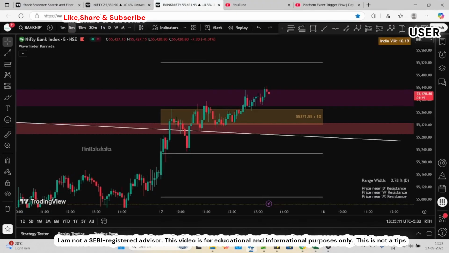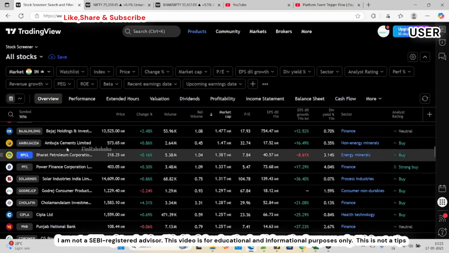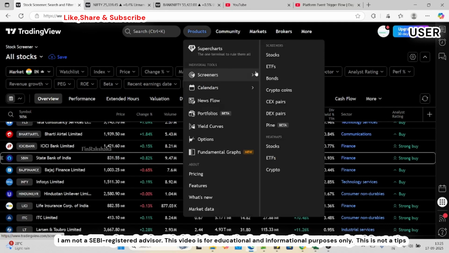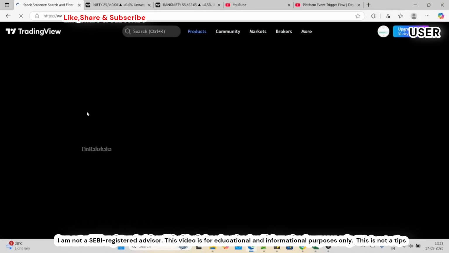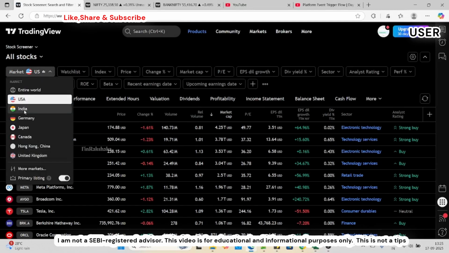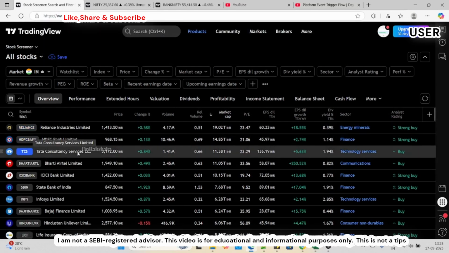Also, in the screener, a very good option is there. One more thing: if you come here, product screeners, you can check the stocks. You can see here directly that by default it is showing US stocks. You can switch to India. This is the TradingView website. Here also they give a lot of information about the stock.